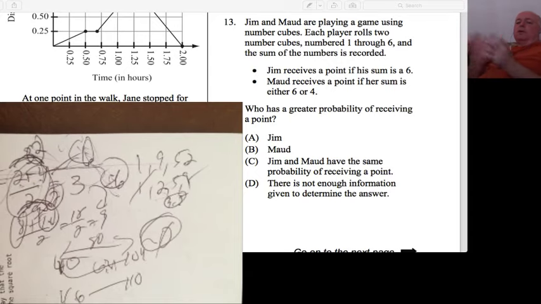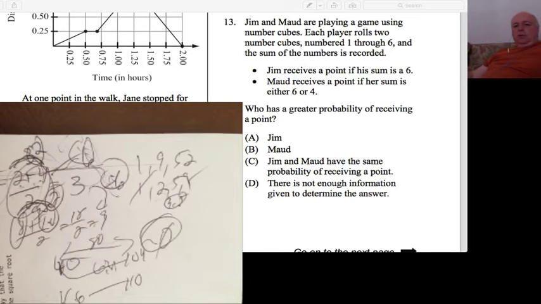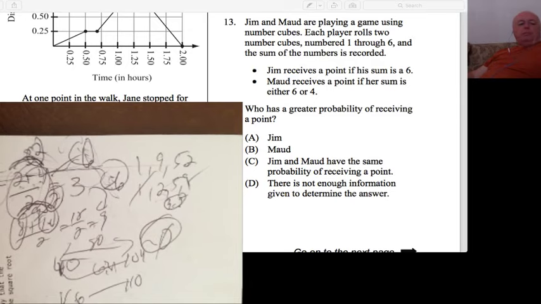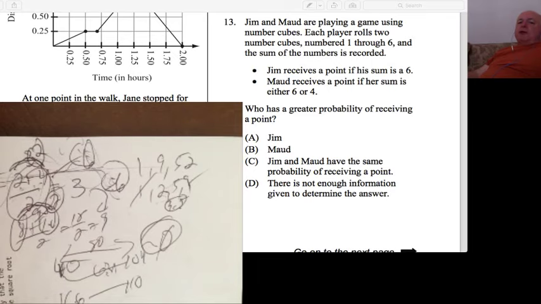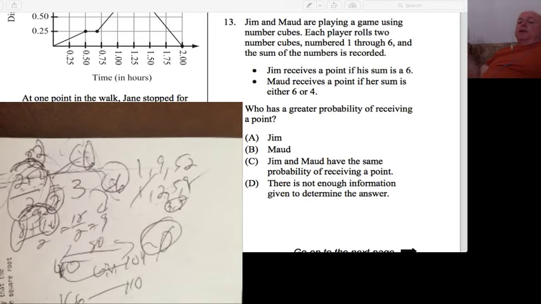All right, so basically we have two six-sided dice. We assume they're fair, which means that they're not weighted so that they always roll a 3 or something like that. So it seems like they both roll 2 simultaneously. Their numbers are recorded. So Jim gets a point if the sum of his is 6. So in other words, if he gets 1 and 5, 2 and 3, and that's it. That's his choices.